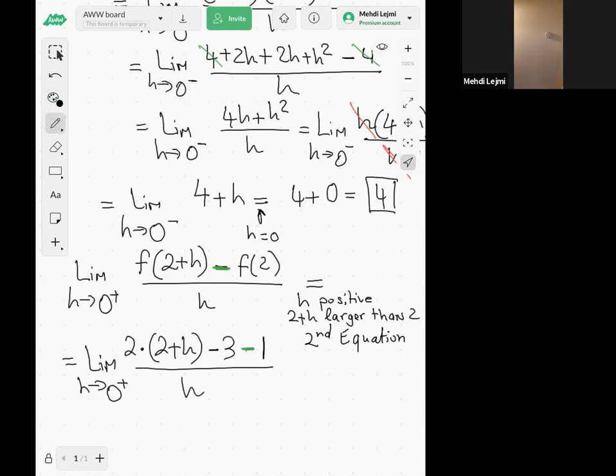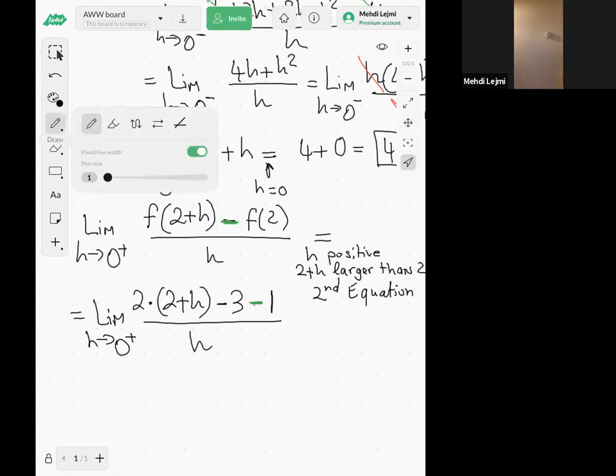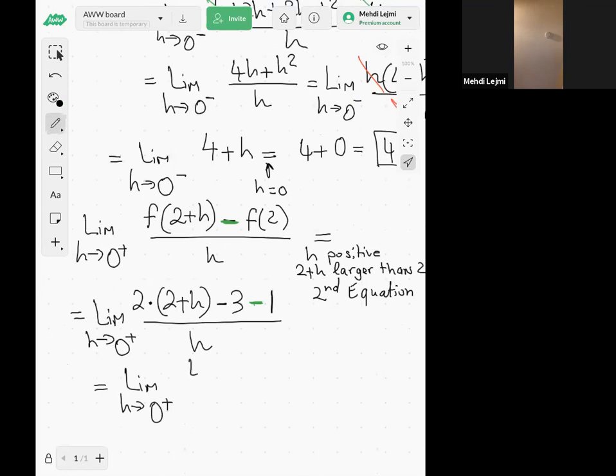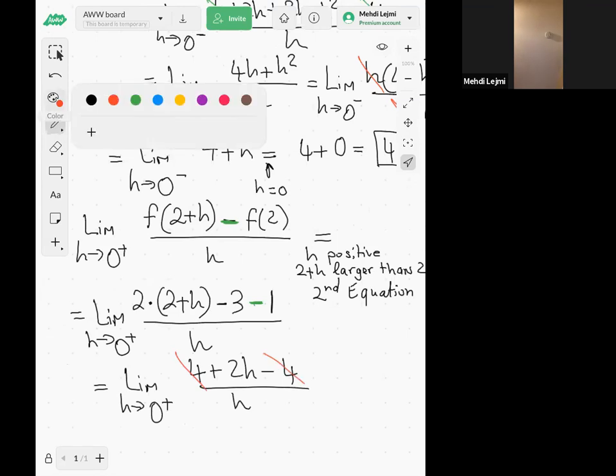All right, so if you distribute, the limit h going to 0 plus, 2 times 2, that would be 4. 2 times h is 2h, minus 3 minus 1, that's minus 4, over h. So we have 4 minus 4 cancel out. So it's 2h over h. And of course, h cancels out. So this is actually equal to 2.